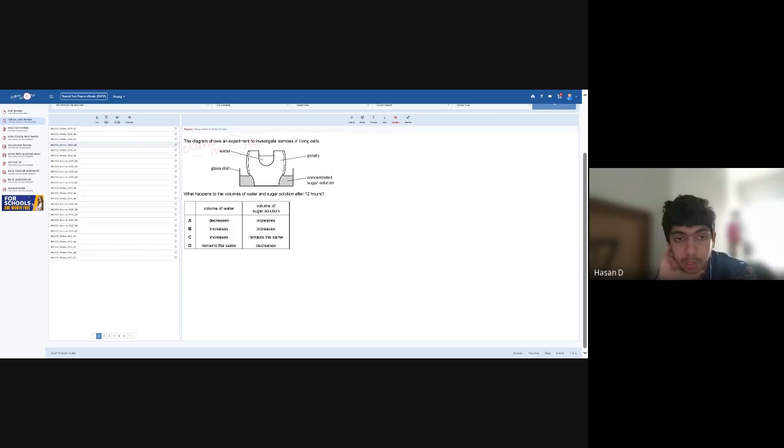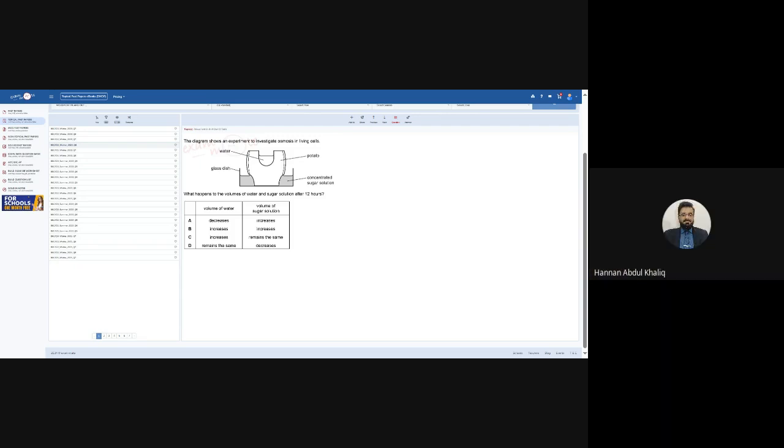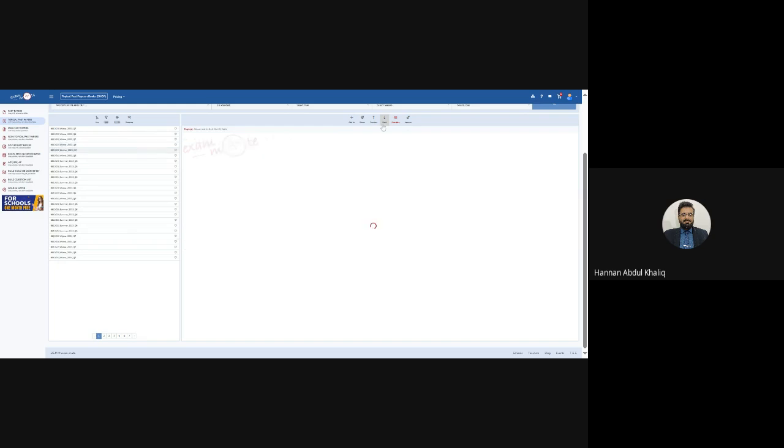So basically, the volume of water is going to decrease because it's going from high water potential to low water potential. So let's see, the volume of water decreases, right? And the volume of sugar solution increases. Let me read the question. I didn't read it till now. The diagram shows an experiment to investigate osmosis in living cells. Water is there, potato, and concentrated sugar solution. What happens to the volume of water and sugar solution after 12 hours? The volume of water would decrease, and the volume of sugar solution should increase. Yes, you are right. The answer is also A. Good. That's good. Let's move ahead.